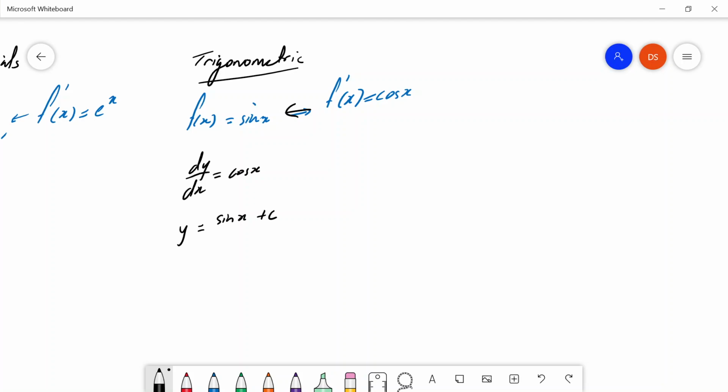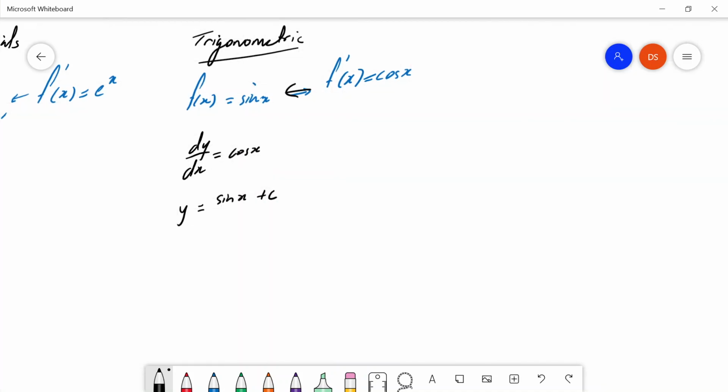And so your whole table of derivatives, you can now just go backwards, making sure you do plus c. Similarly, dy by dx of negative sine integrates to cosine plus c. And that plus c is going to be fundamental for us in all of what we do.